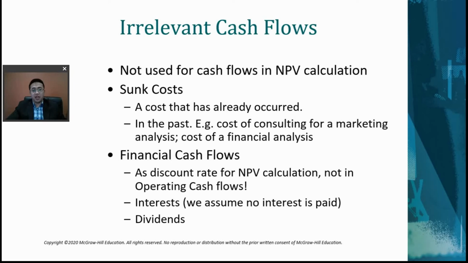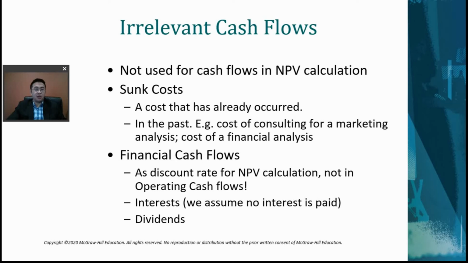The financial cash flow is another part we do not incorporate in the NPV calculation. For example, interest paid to the debt holders and dividends paid to the stock investors. Both interest and dividends are cash flows, actual money paid to the investors. However, they are not part of the cash flows in the NPV calculation. Does that mean we are not considering the financial cost? No, we still consider the financial cost, but we consider it in the calculation of the discount rate instead of the calculation of the cash flows.